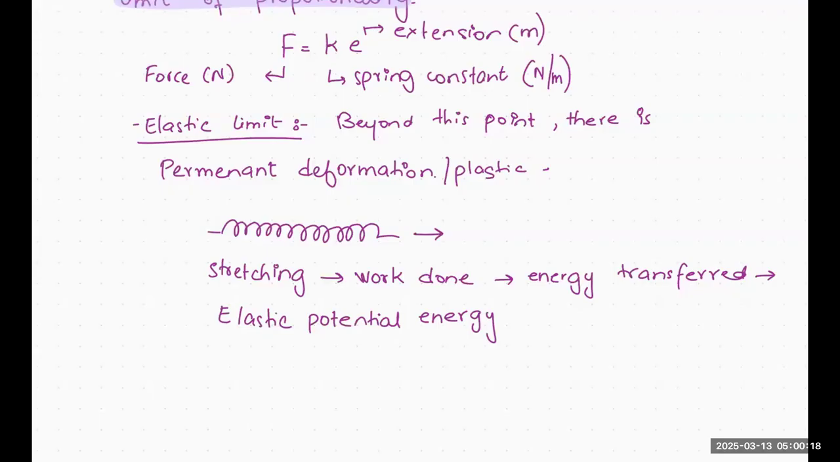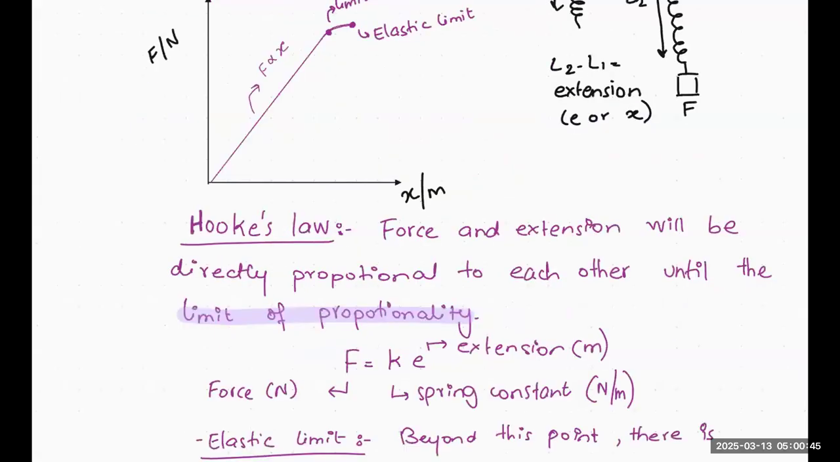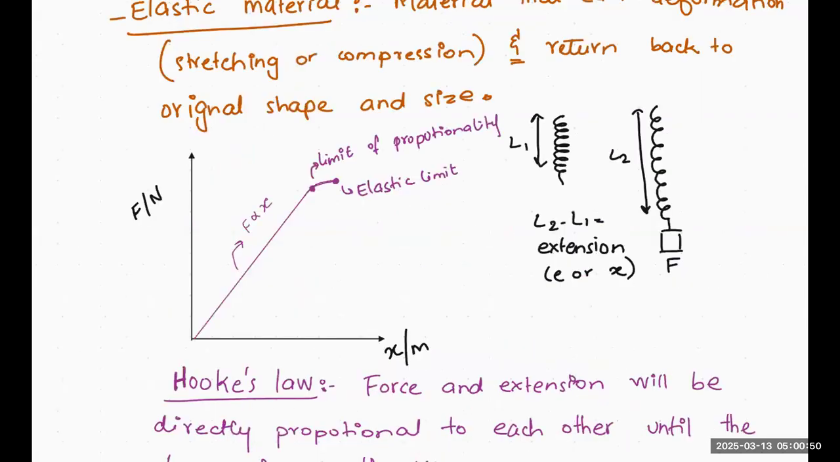Now, what will happen if you release the spring? If you release the spring, it will move back. Why will it move back? Because the elastic potential energy will get converted into kinetic energy. That is why the spring will move back to its original shape and size. So elastic potential energy is the area under the graph up till the limit of proportionality. Okay, that's the important thing.